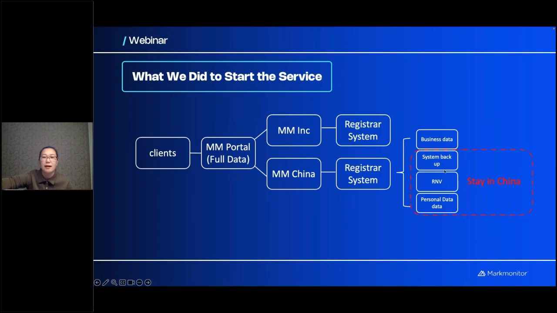And then the system backup, like the contingency plan and everything, still needs to be in China, on AWS China. And then the real name verification data, all the contacts, IDs, phone numbers, addresses: when we finish the real name verification, those data stay in China. So you can see this is more clear on how the two registrars can work with each other.